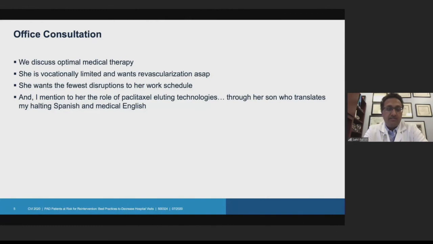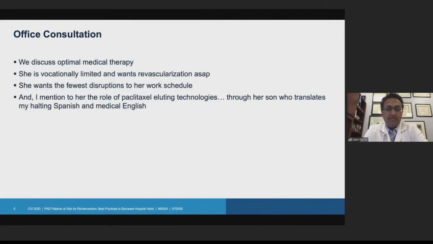She is active, and is vocationally and lifestyle limited. And so we talk about optimal medical therapy, but because of her need to get back to work, she really wants treatment right away. And she wants to have the fewest disruptions to her work schedule, which includes having repeat visits to the doctor and or repeat revascularization.